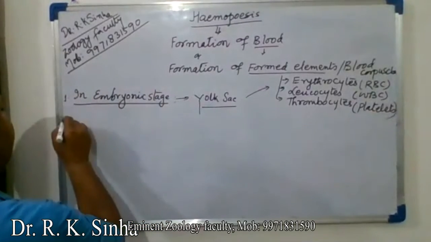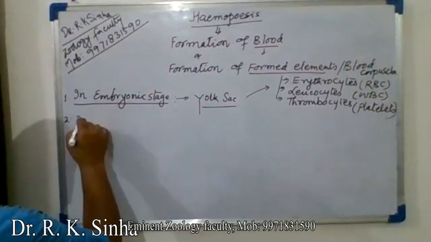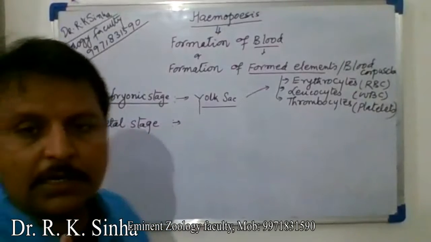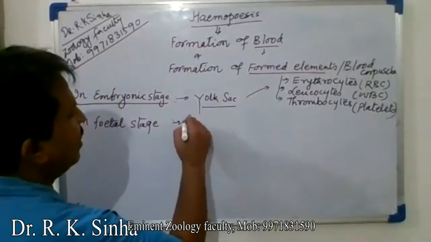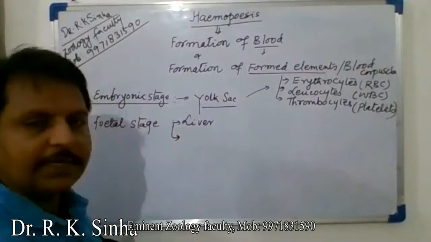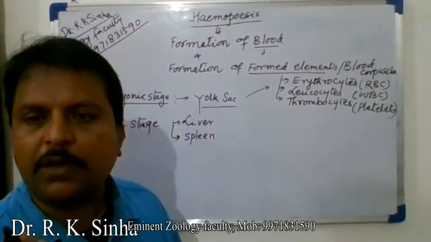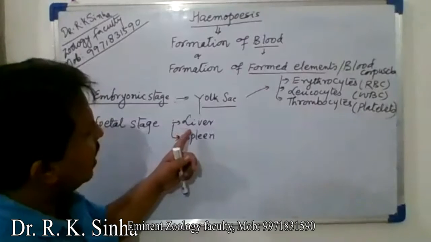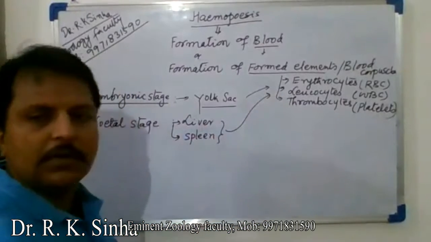In the next stage of life, this is the first stage, and the second stage of life is the fetal stage. So in the fetal stage, other progenitor cells are located in special structures of the body, and these two organs are the liver and the spleen. These two organs have specialized progenitor cells for the formation of erythrocytes, leukocytes, and thrombocytes. Is it clear? So liver cells and spleen cells are responsible for the formation of all these blood cells.